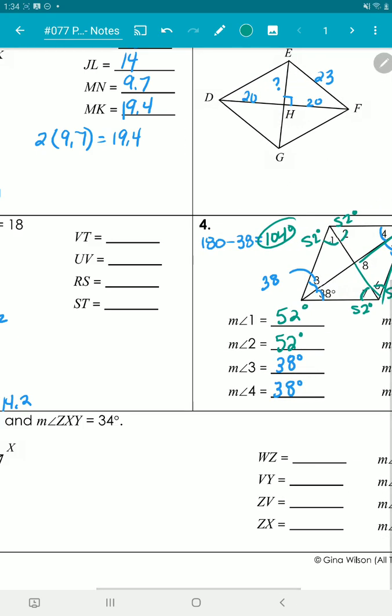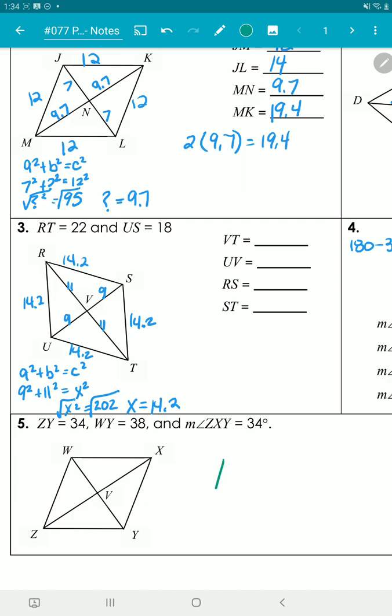Okay, so again with this one, I'm going to draw out the thing so I can use one for sides and one for angles, just because it makes it so much easier. Okay, so ZY, I'll do the sides over here, is 34. So that means all of these sides are going to be 34.